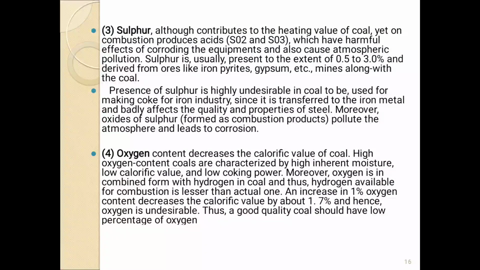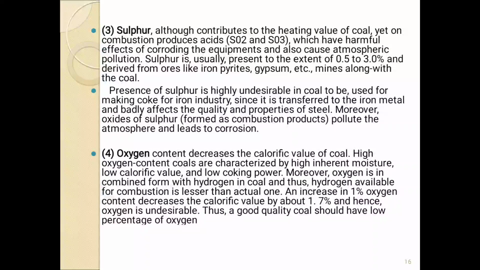Now we will see the significance of sulfur in coal. Sulfur, although it contributes to the heating value of coal, yet on combustion produces acids which have the harmful effects of corroding the equipment and also cause atmospheric pollution. Sulfur is usually present to the extent of 0.5 to 3% and is derived from ores like iron pyrite, gypsum, etc., mined along with the coal.